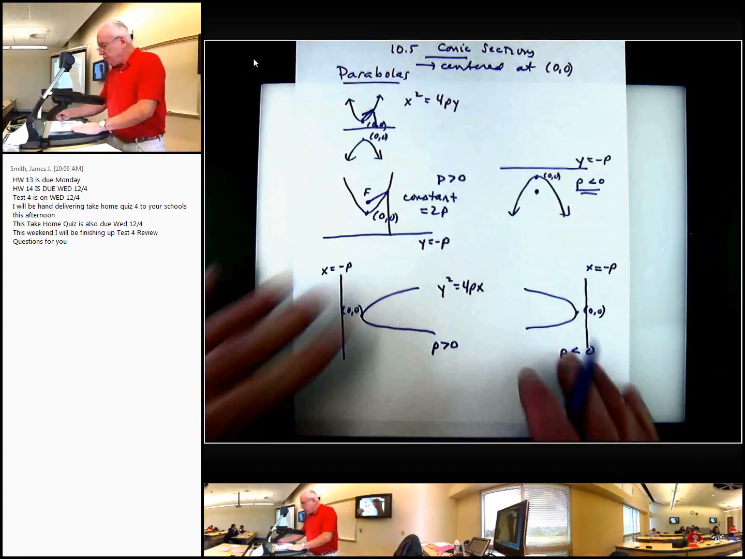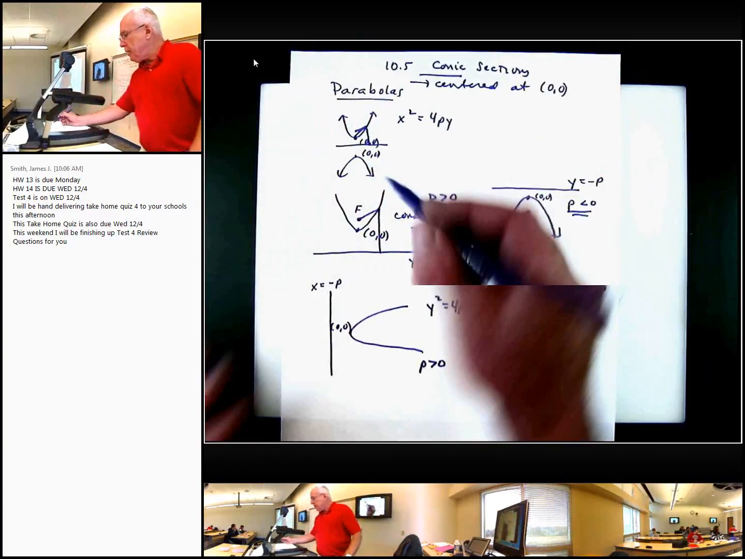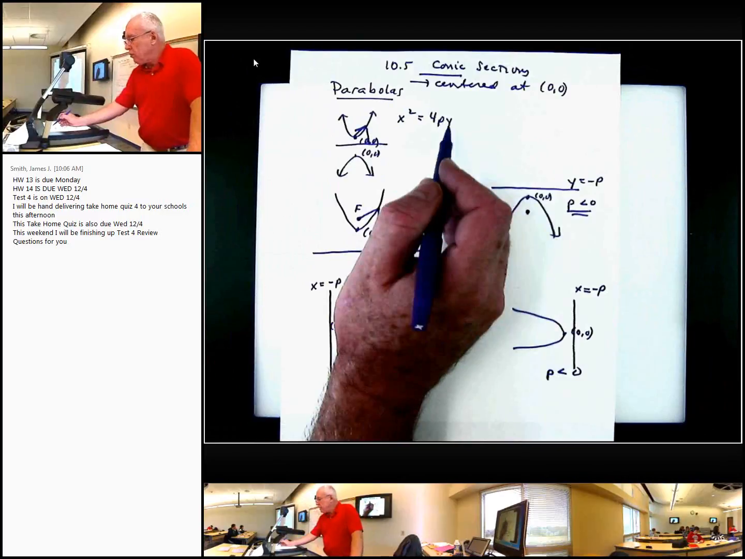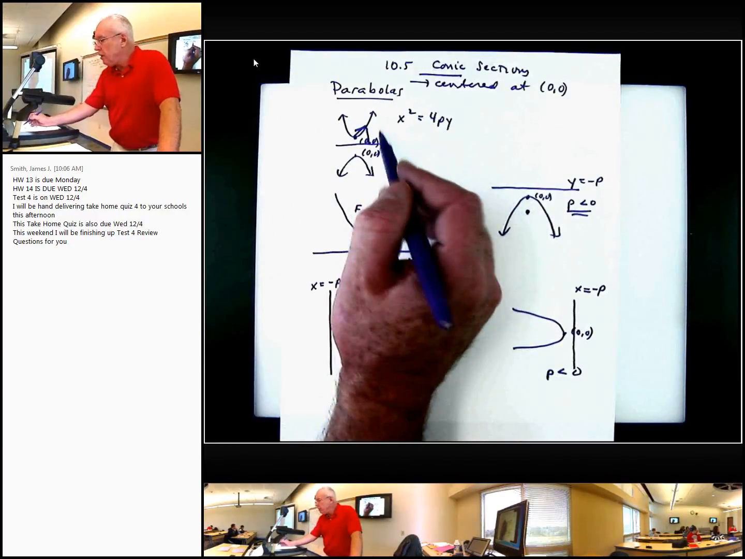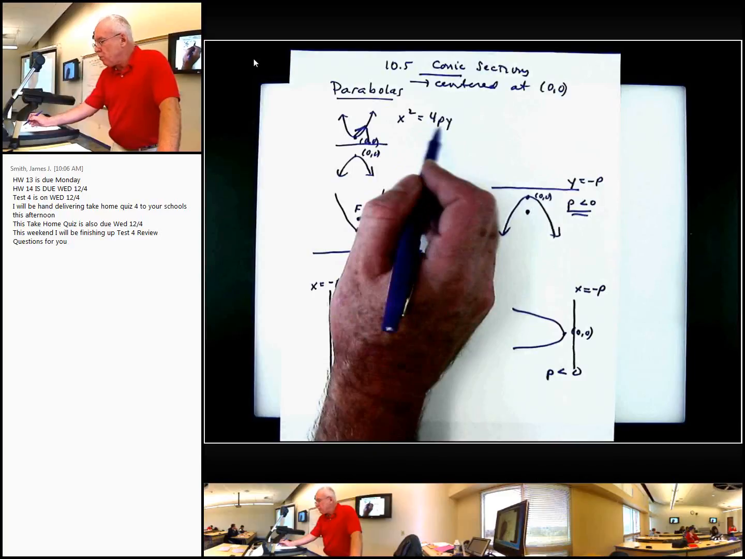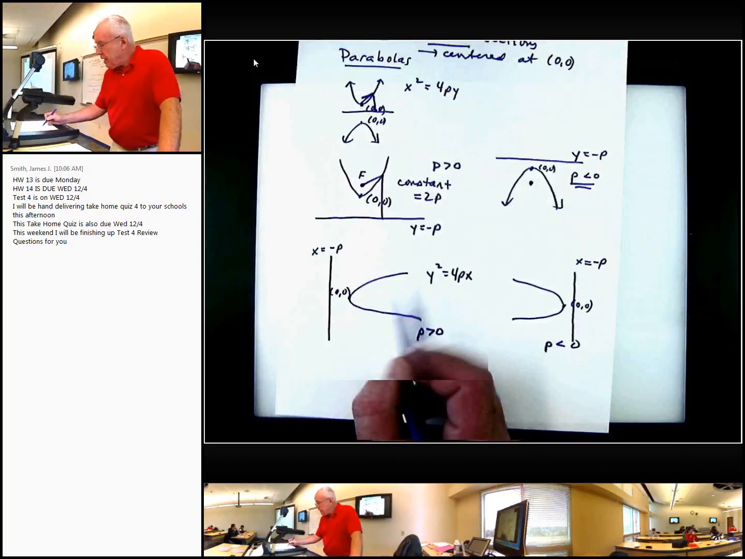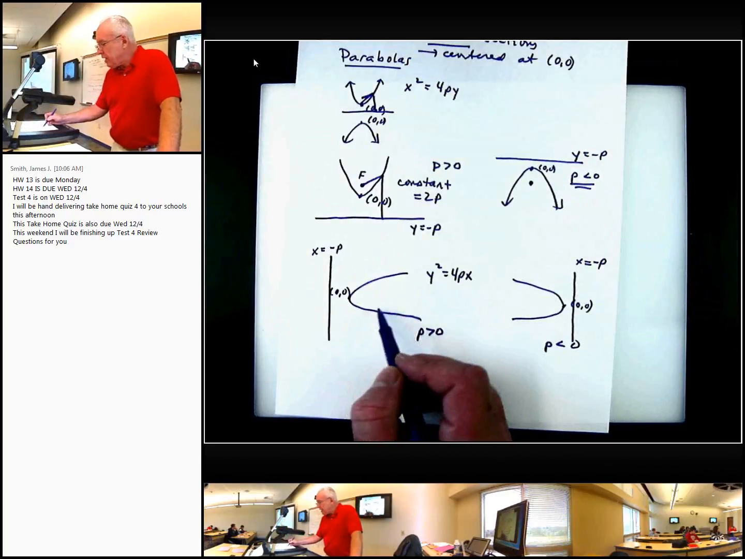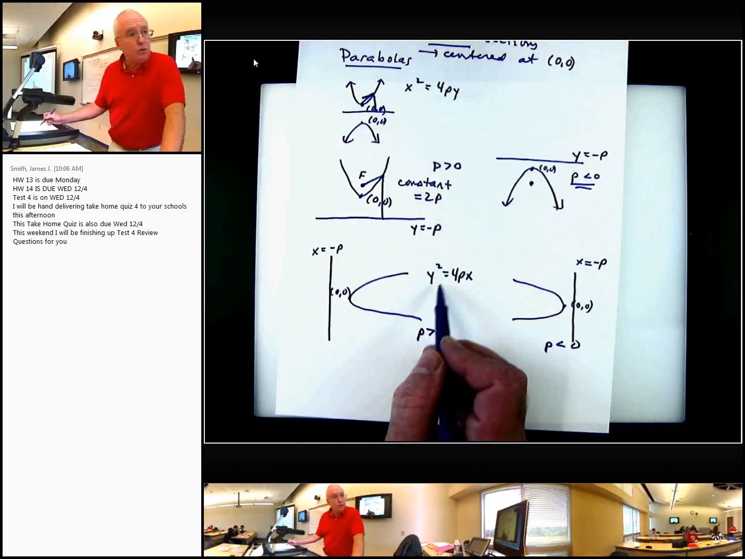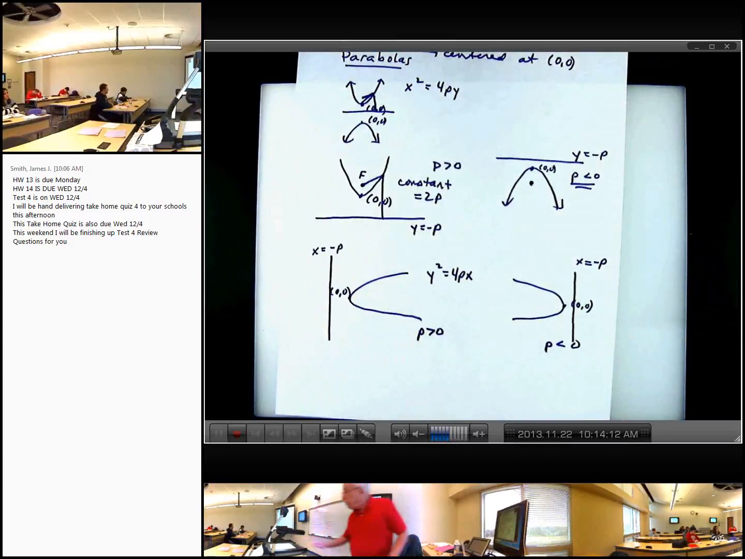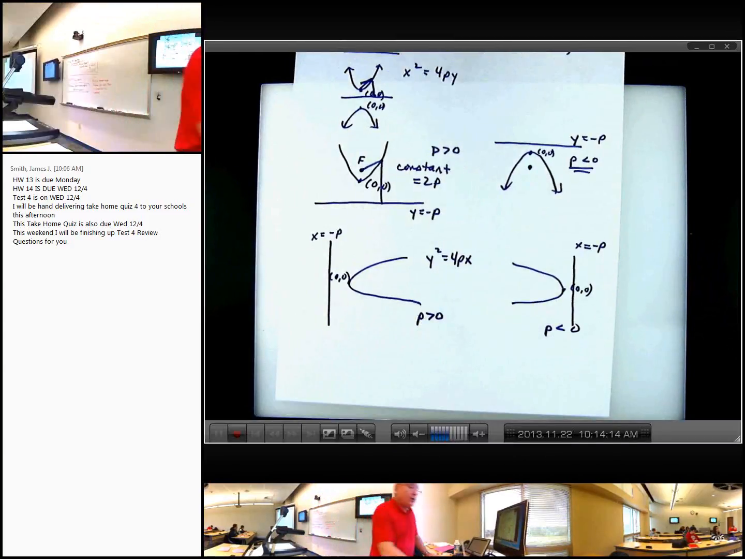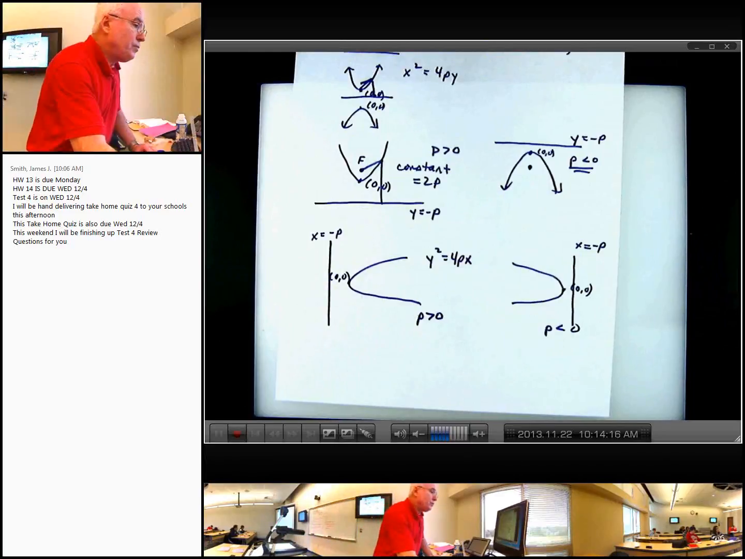The way to remember this is that if the y values are getting really big compared to the x values, it's either going to go up or down. So that's x squared equals 4py. Here the x values are getting really big compared to the y values, and so it is y squared equals 4px. It just depends on which way it's going. Okay.